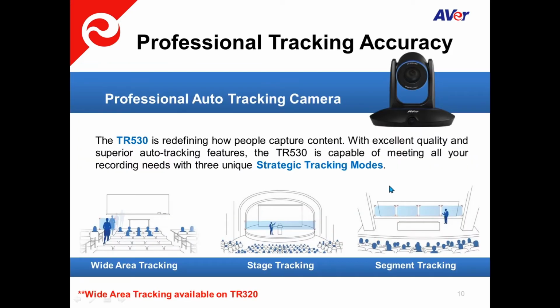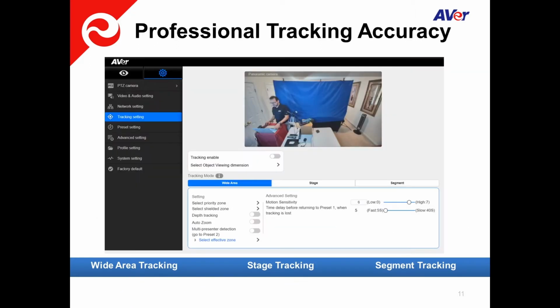So again, looking over the AVer professional tracking camera, the TR530 has these three modes: wide area, stage, and segment. And the TR320 only comes with wide area tracking. So here we have the page for tracking, and we will focus on stage and segment.